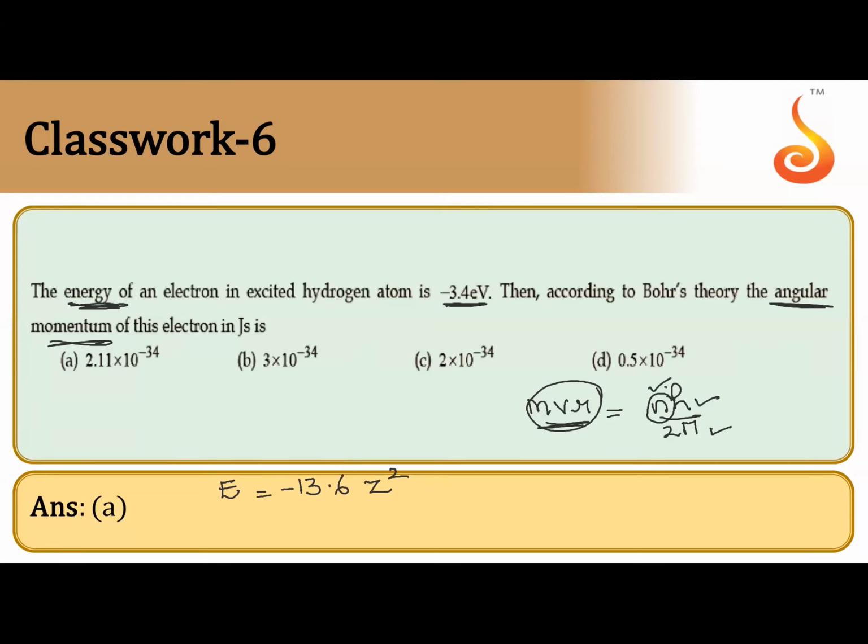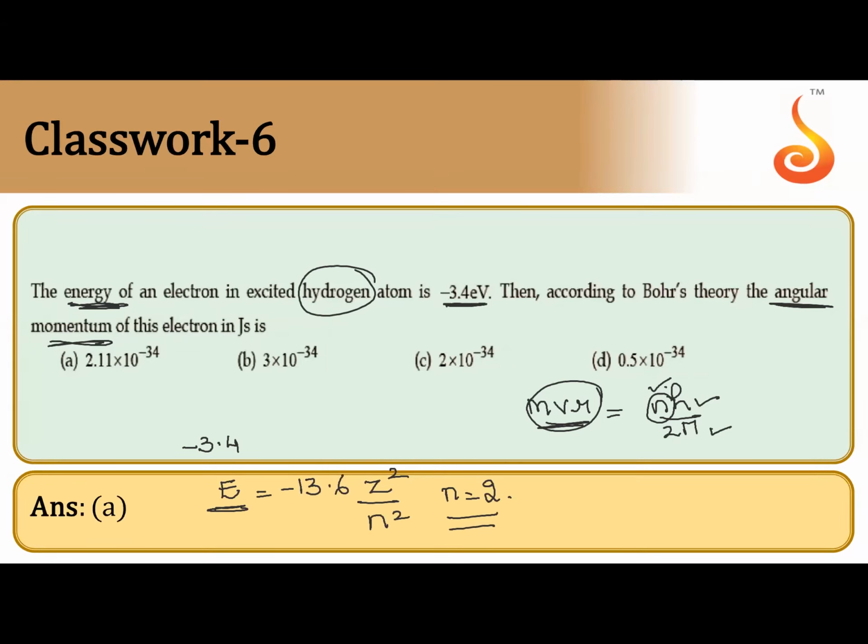This part remains the same, Z square by n square. And Z here is hydrogen, so it's 1. The energy given to you is minus 3.4. Can you tell me what is n? Yes, correct. So you all got it right, n is 2. Last time also we got n as 2. Normally n will be 2, 3 or 4, or 1 also it can be. It will not be more than that. So n came to be 2.